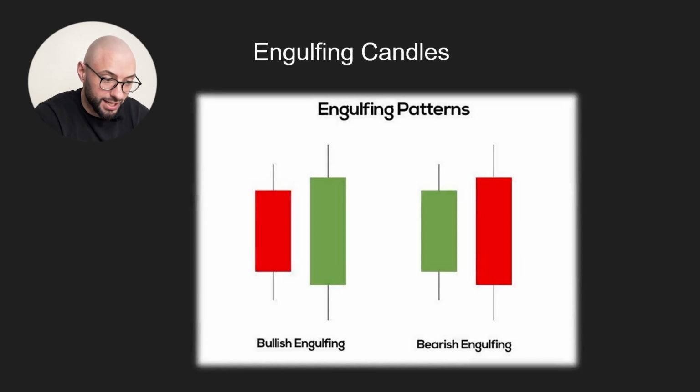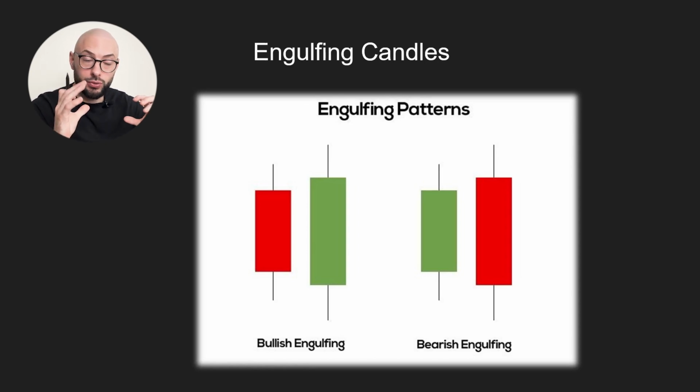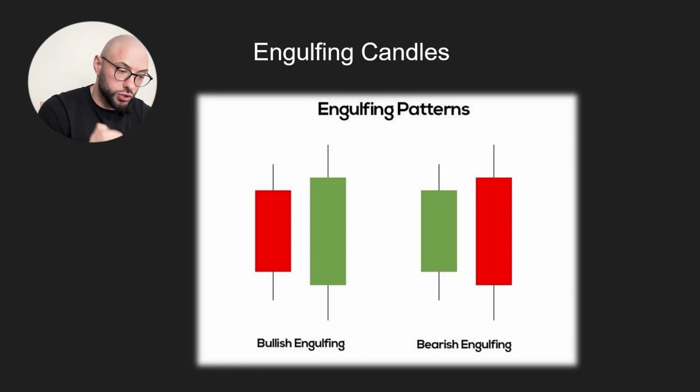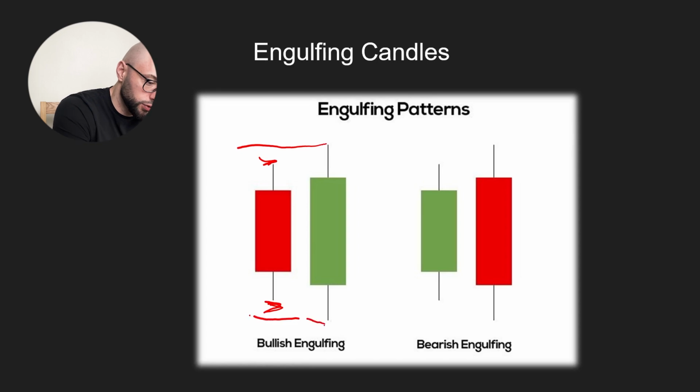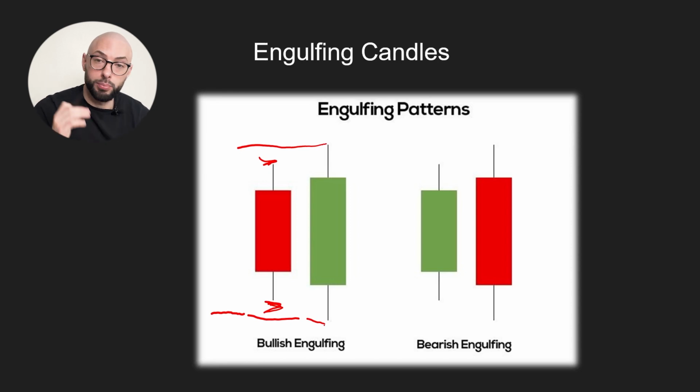So engulfing candles, this is a pattern that I like to use. And what it basically means is you have a small candle and then a bigger candle that engulfs it. So a true engulfing engulfs the previous candle from wick to wick. So you can see here, that's the bottom of the wick, that's the top of the wick. And this candle totally engulfs the previous candle from wick to wick, including the body.